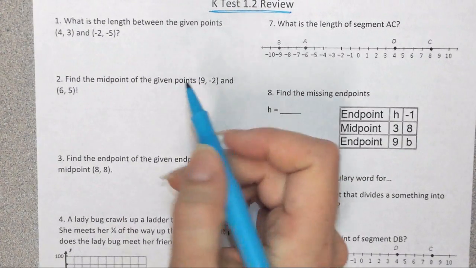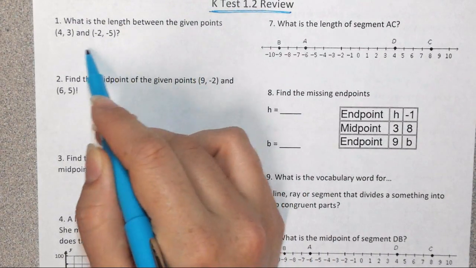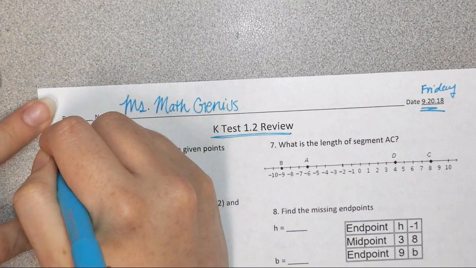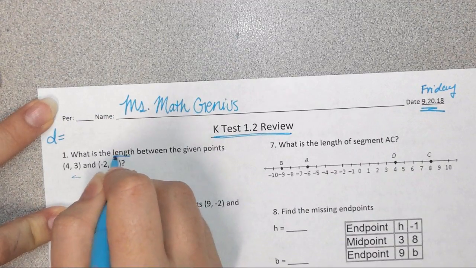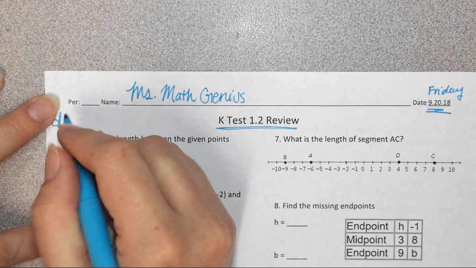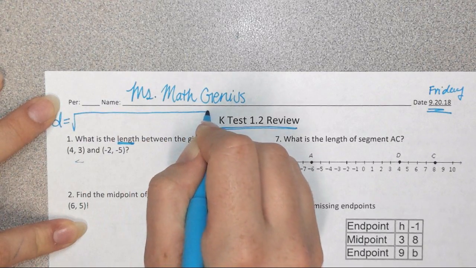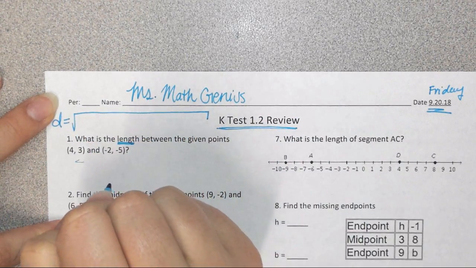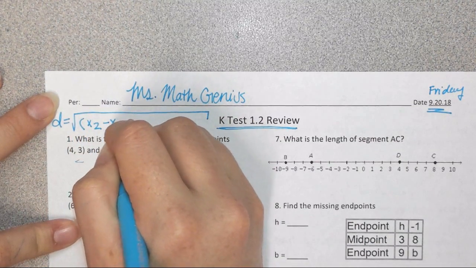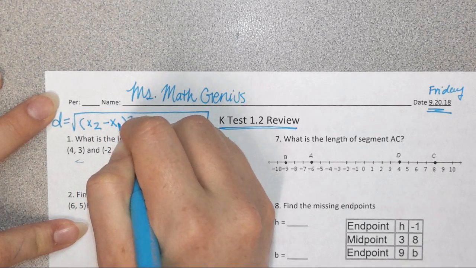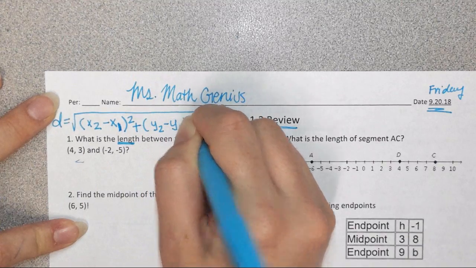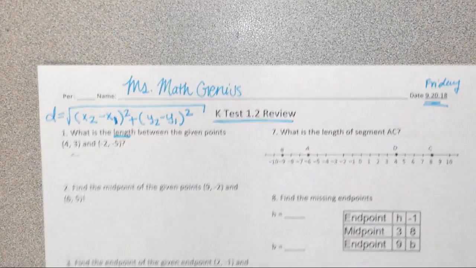Okay, so number one, what is the length between the given points (4, 3) and (-2, -5)? Anytime you're wanting to find a length between two points, you want to use the distance formula, and you will be given this formula on your test. What the distance formula says is that we take the square root of our x's subtracted squared and our y's subtracted squared.